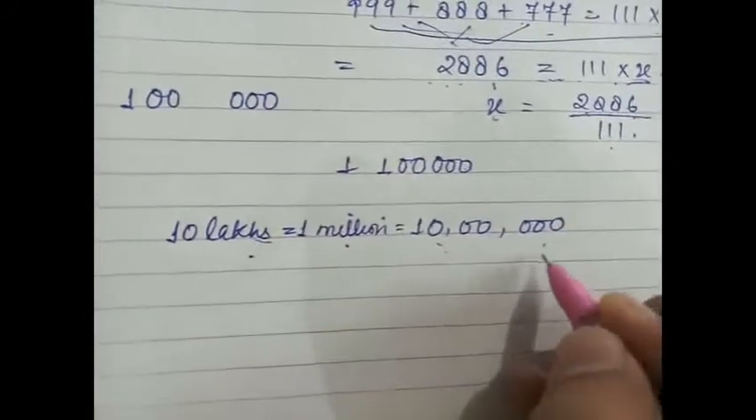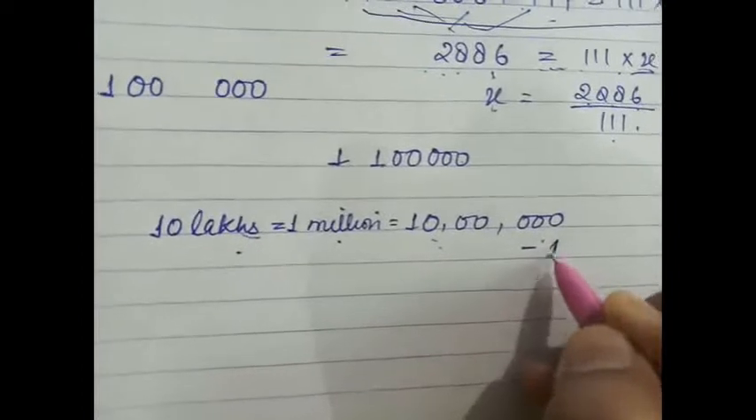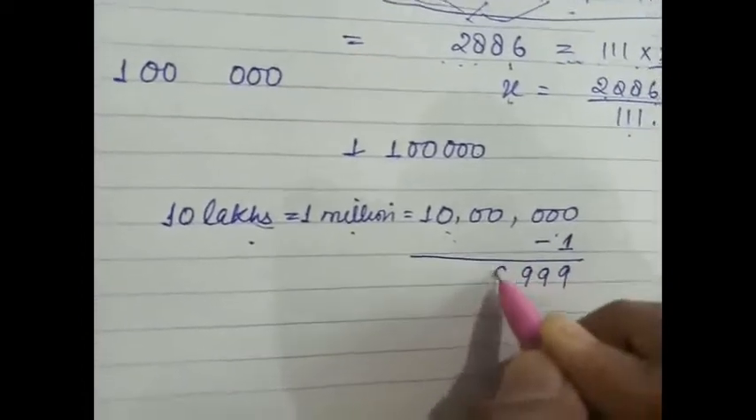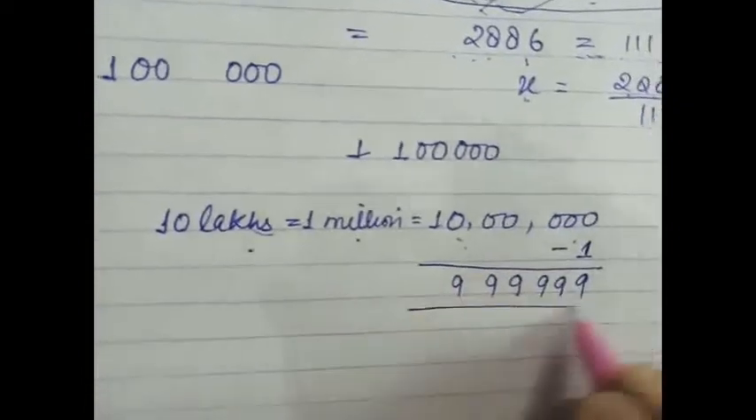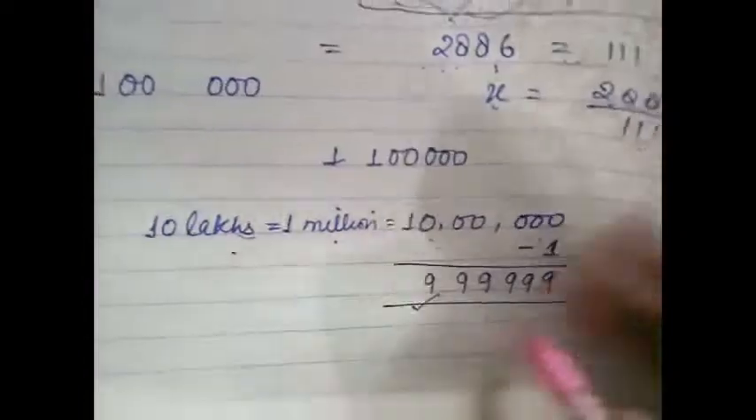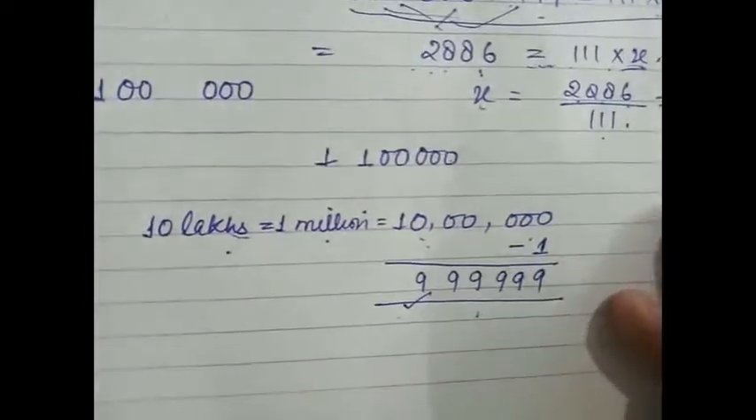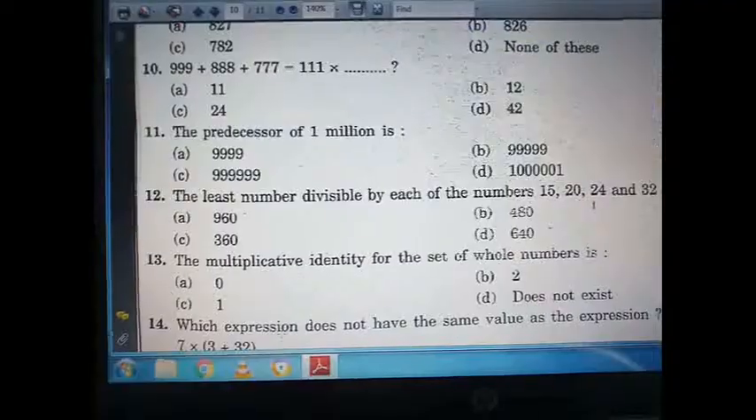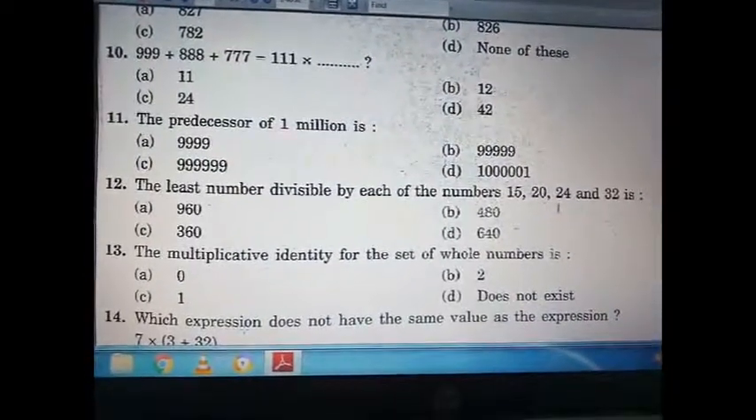So it is asking about the predecessor. When you subtract 1, you will get 999 and here it will be 9. Okay, so this will be your answer, 9,99,999. So let's see the options. We will go with option number C.